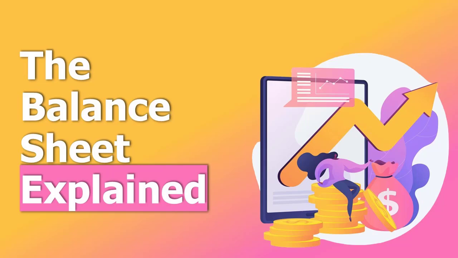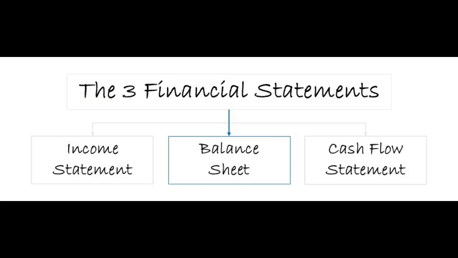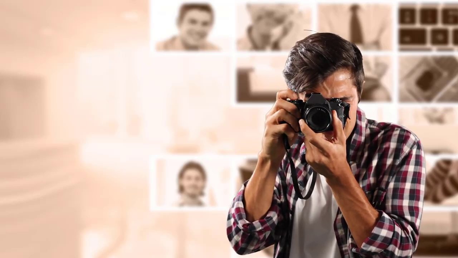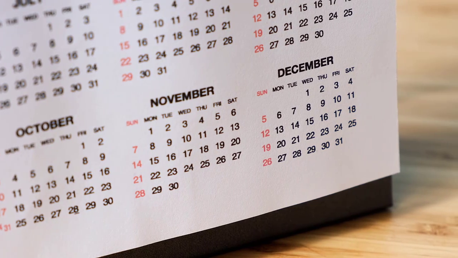In this video, I'll teach you what a balance sheet is, how to read one, what to look for, and things that make me worried. The balance sheet is one of the three main financial statements, the other two being the income statement and the cash flow statement. The balance sheet takes a picture of a company on a given day, usually the last day of a quarter or year.